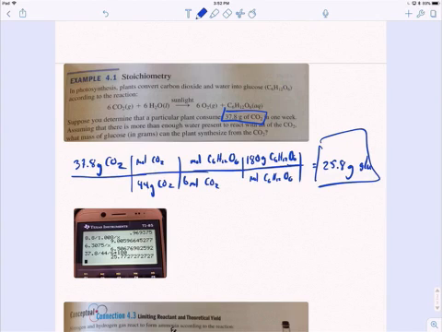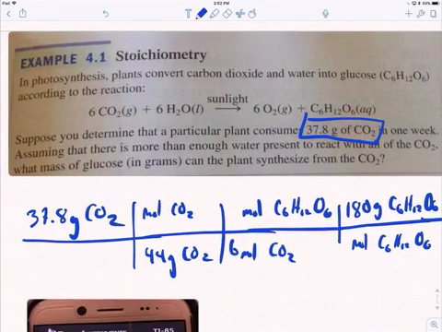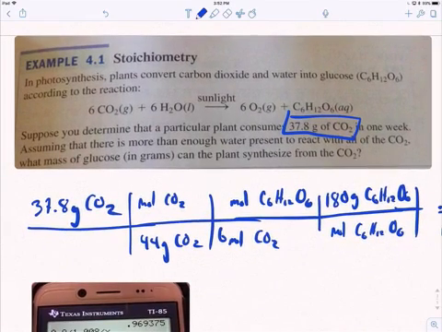All right, so recap with this one. We have a limiting reagent problem. This is in fact a limiting reagent problem, and we have an excess of one, so you don't have to worry about the water. It outright says that carbon dioxide is the limiting reagent because there's excess water.